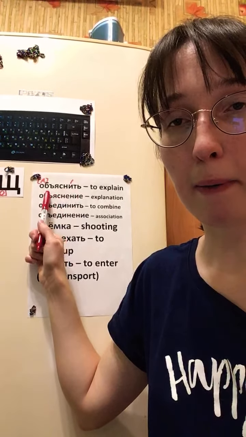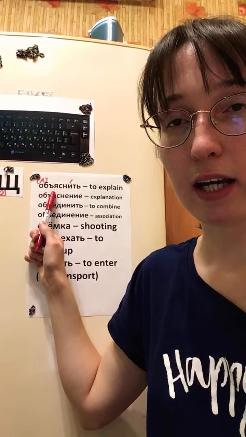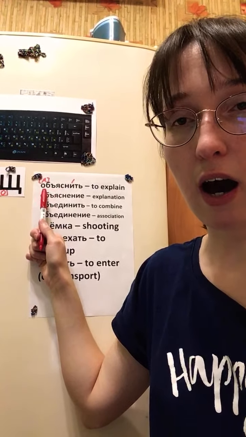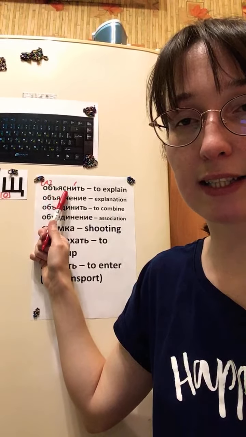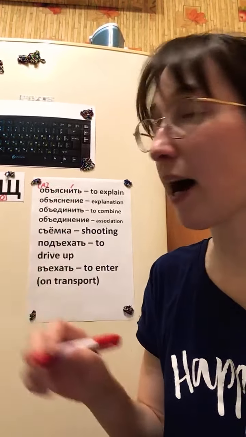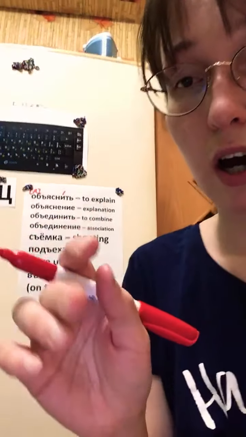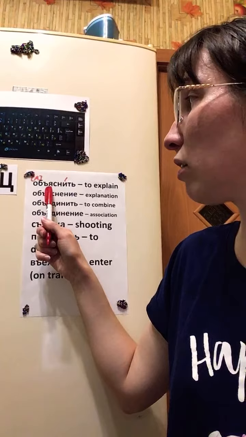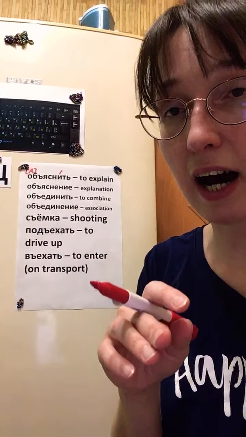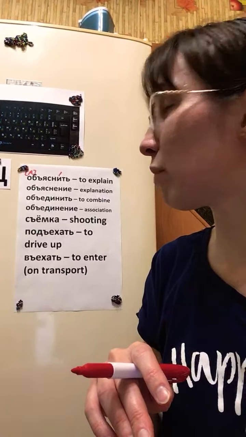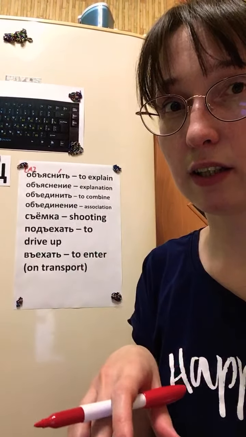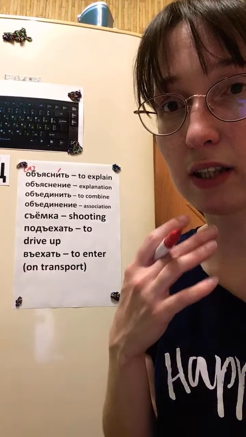Объяснить. The hard sign letter separates these ones. Объяснить. Guys, I didn't tell you something. Since ya is also unstressed, then we don't pronounce it like ya. Let me pronounce it really fast. Объяснить. I pronounce it like yi.